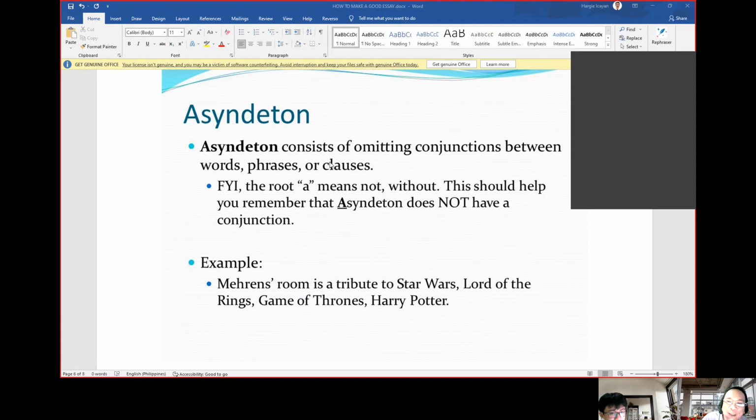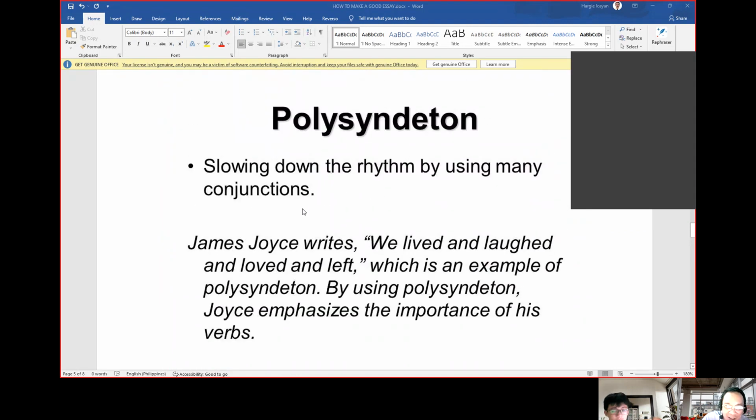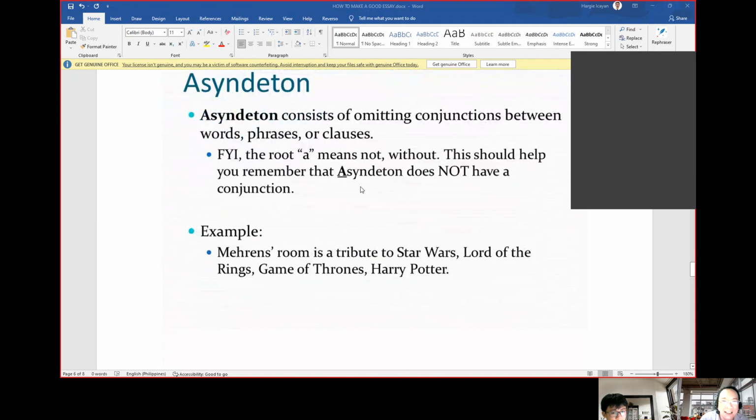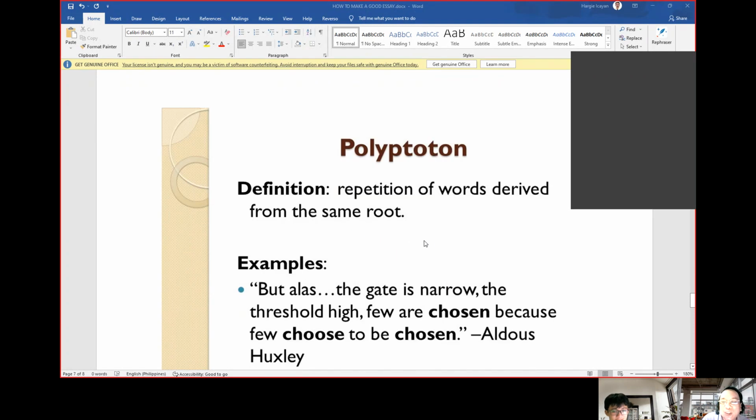So again, it's omitting conjunctions between words, phrases, or clauses. But in polysyndeton, we use the conjunctions. And what is the rhythm? The rhythm of polysyndeton is slow when reading it. Asyndeton doesn't have conjunctions. And then there's also polyptoton. Can you say it? Polyptoton. That's right. So what is polyptoton?